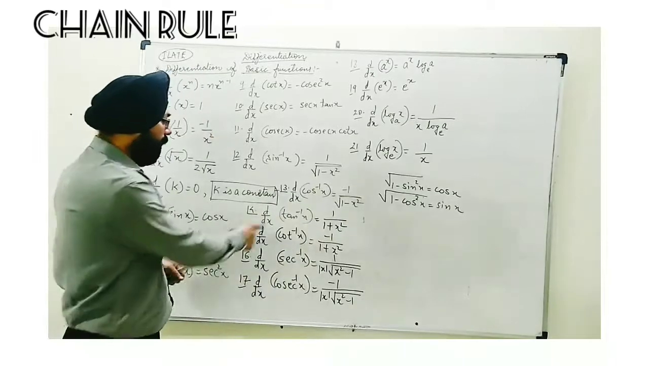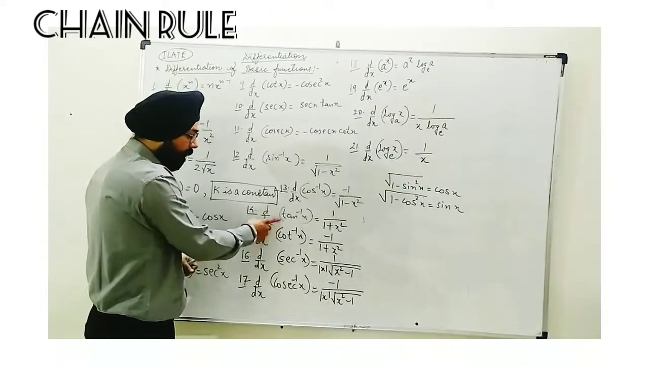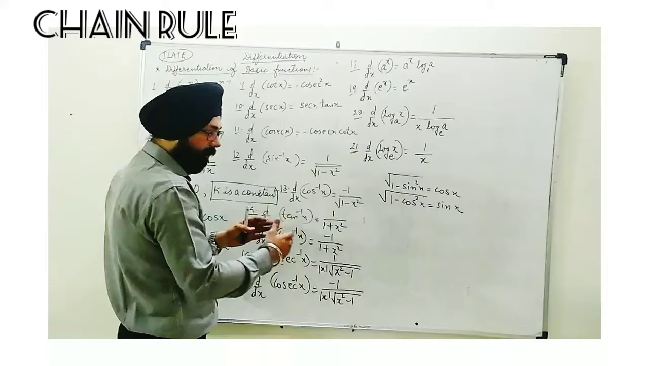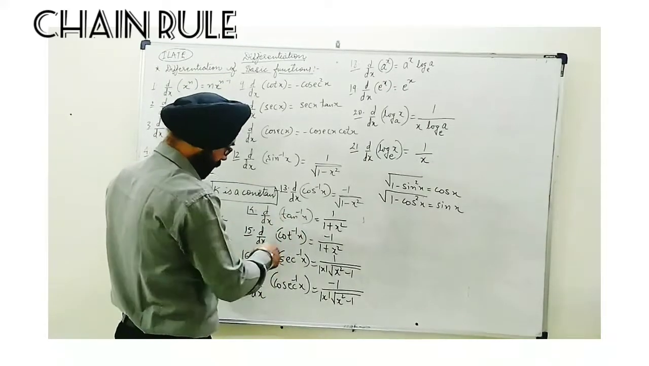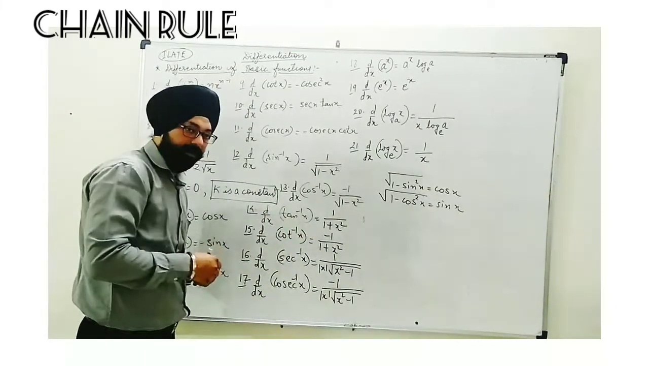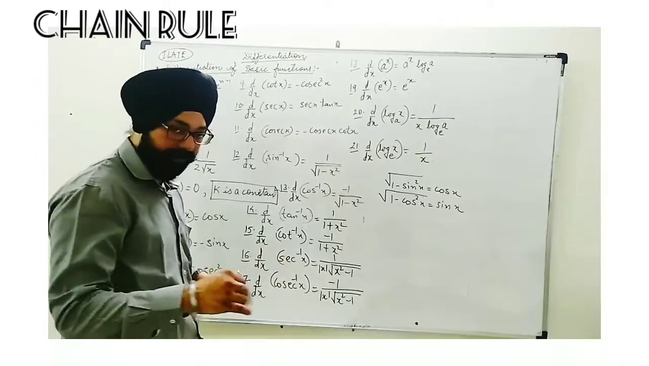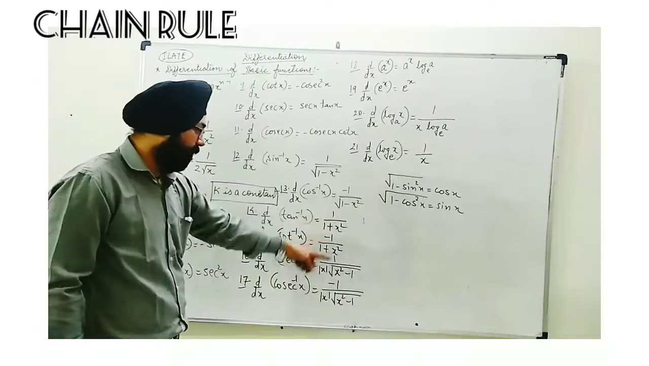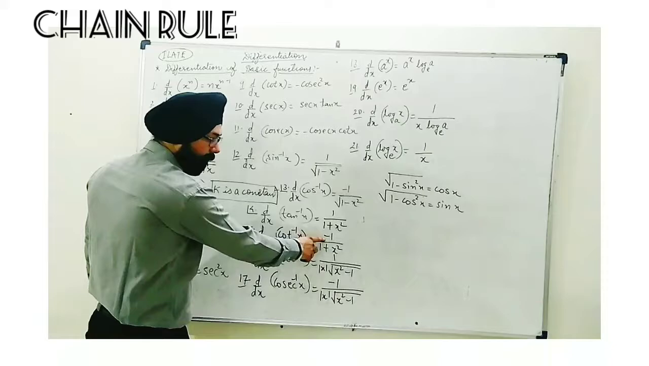Now we go for tan and cot. These are related with complementary angles to each other, like tan of 90 minus theta is cot theta and cot of 90 minus theta is tan theta. So their differentiation is similar. The only change is the minus sign.